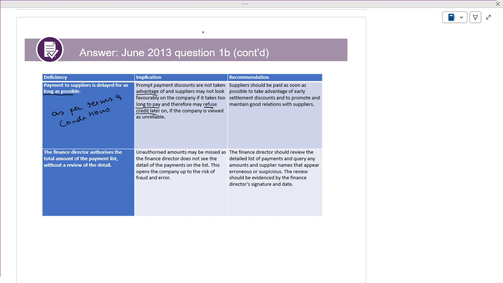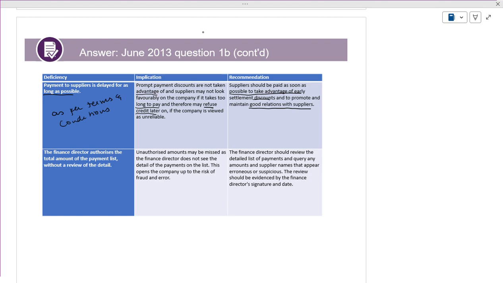If you delay payment, suppliers will not supply. That is the implication. What is the recommendation? Payment should be made as soon as possible to take any advance discounts that are available. There may be a discount if you pay within 10 days, 15 days, 30 days, and no discount at 60 or 90 days. We have to pay on time to have good relations with suppliers.